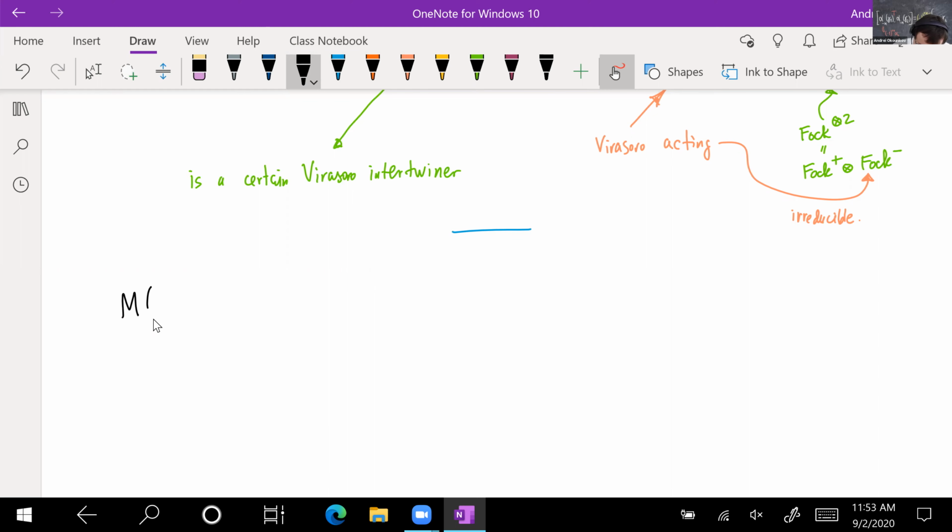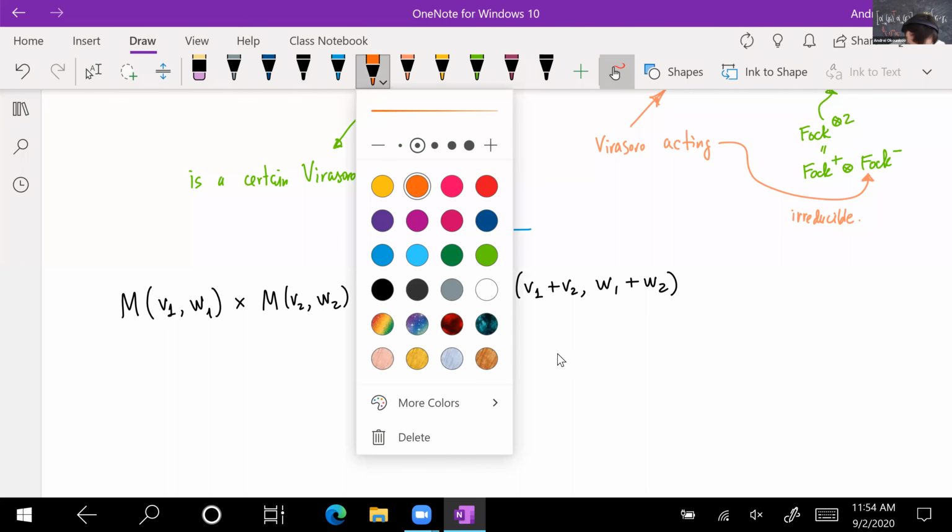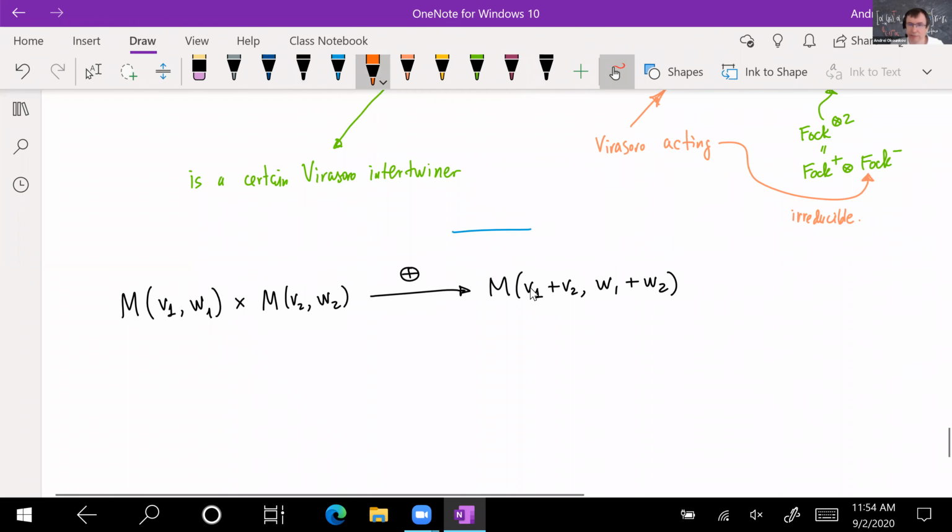So if I have M of V1, W1, direct product M of V2, W2, this embeds by direct sum into M of V1 plus V2, W1 plus W2. And that direct sum also says that this is a fixed locus of some torus action, if you want.